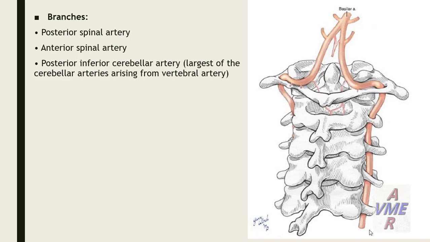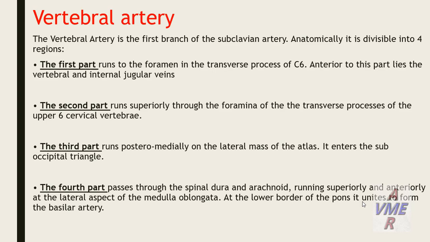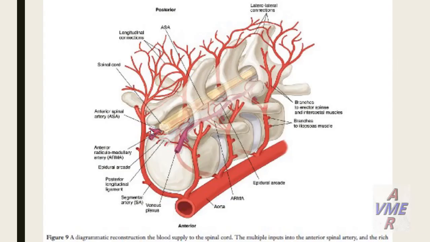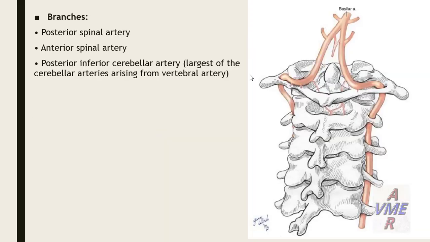The first segment is from the branch of the subclavian to the transverse process of C6. The second part runs within the transverse processes of the upper cervical vertebrae. The third part, and then the fourth part, unite to form the basilar artery.